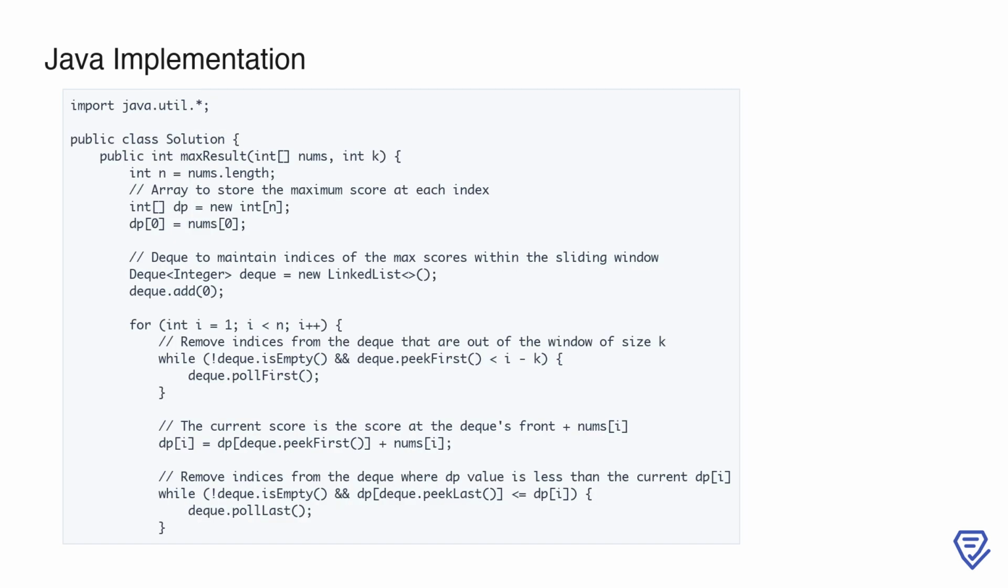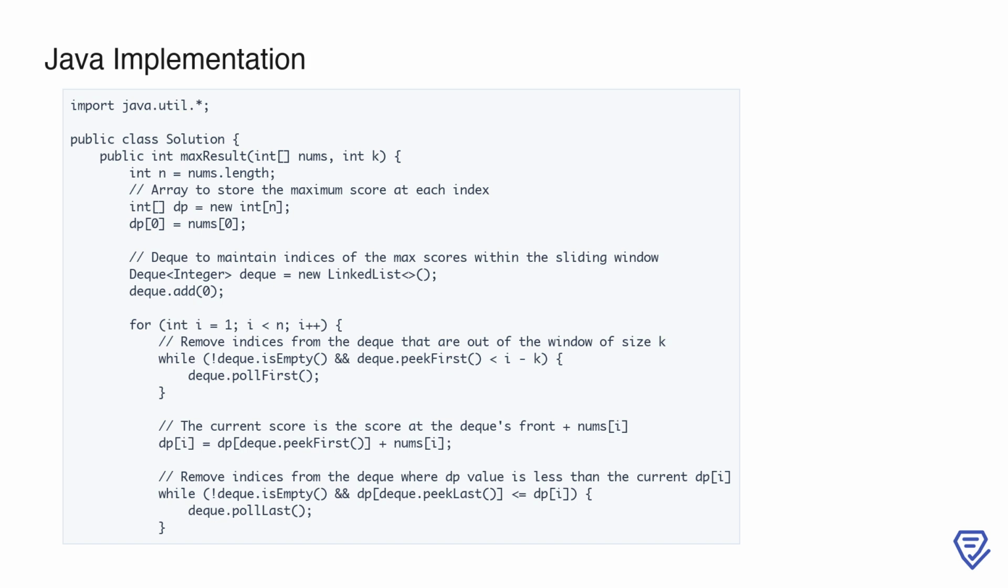Here, we start by importing the necessary Java utilities and defining our solution class with the method maxResult. This method takes in an integer array nums, representing the game board, and an integer k, which specifies the maximum jump length. The goal is to calculate the maximum score achievable by jumping through the array. We first initialize n as the length of nums, and create a dp array to store the maximum score achievable at each index. The first element in dp is set to nums[0], since that's where we start.